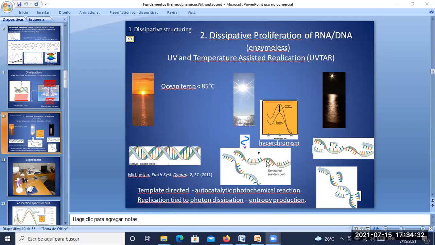And it also ties photon replication, DNA replication, to photon dissipation, and therefore entropy production. So we know for any process, and of course, replication is a process, any process only occurs to produce entropy. So we're having a replication, which is tied to photon dissipation. When it denatures, we have this increase in the photon dissipation. And then when we have two, where we had one before, we're also increasing the dissipation.